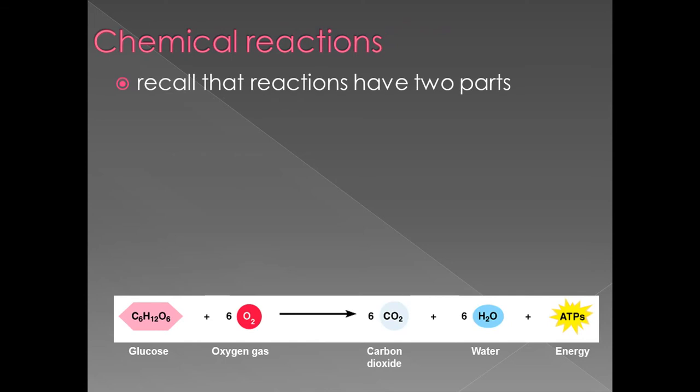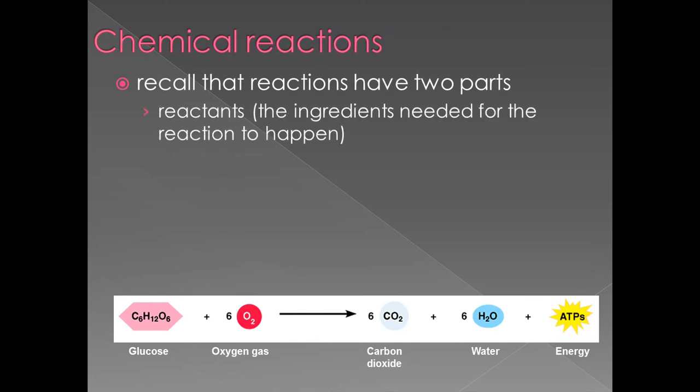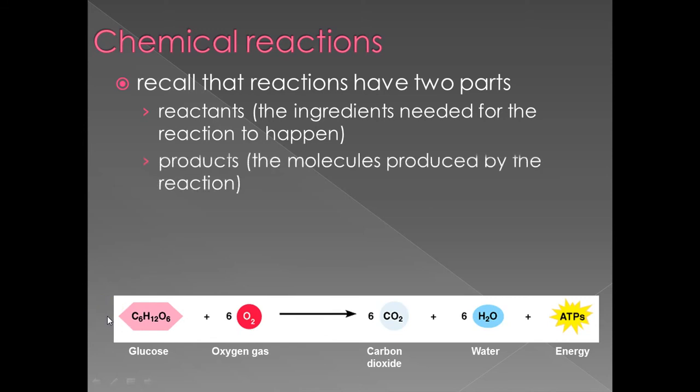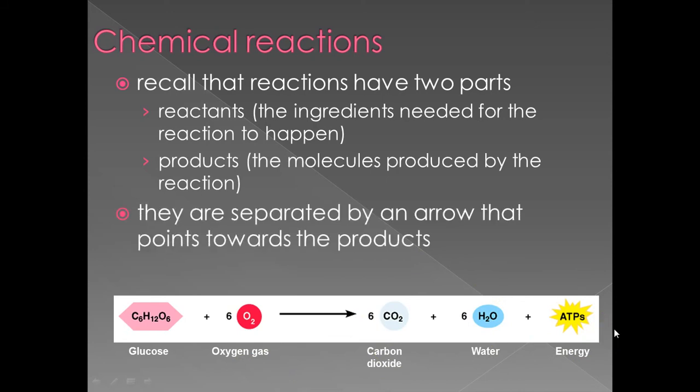Recall that chemical reactions have two parts. They have reactants. These are the ingredients needed for the reaction to happen. In this case, the reactants are glucose and oxygen gas. A chemical reaction also has products. These are the things produced by the reaction. In our cellular respiration reaction, the products are carbon dioxide, water, and energy. In any chemical reaction, they're separated by an arrow that points toward the products. It tells you which direction the reaction is running.